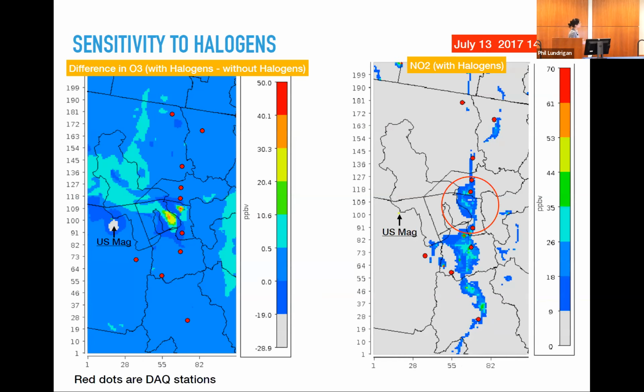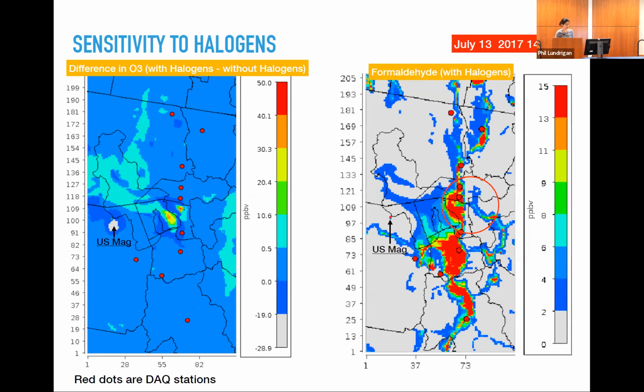But what we're seeing is that, looking at the difference in ozone between the two runs with and without halogens, when we include halogens, ozone close to US Magnesium, which is here, is clearly depleted. But then as the plume makes its way, we start seeing ozone formation. So positive change here means ozone formation. And as the plume makes its way down and starts interacting with NOx and VOCs, we see even more ozone formation. And the same area where we see the increase in ozone corresponds to the area with high NOx as well as high formaldehyde, which makes sense considering the chemistry.